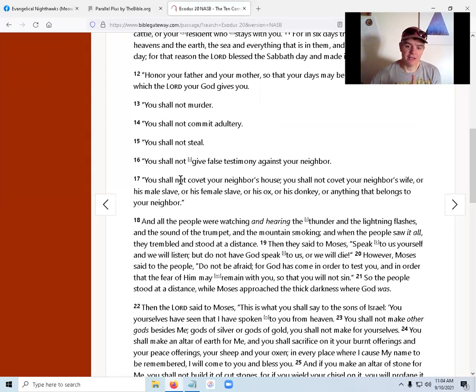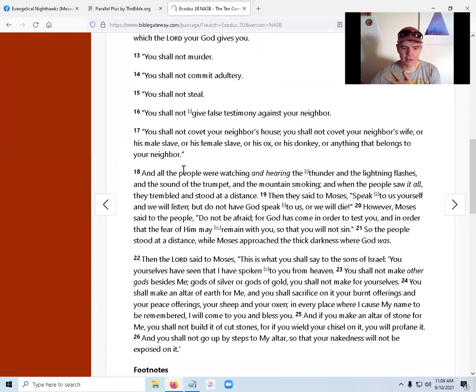Now, you can see here, you shall not steal. You shall not give false testimony against your neighbor. You shall not covet. And all the people were watching and hearing the thunder and the lightning flashes, the sound of the trumpet. Wait, is this a law? Then they said to Moses, speak to us yourself and we will listen. Wait, are they giving Moses a law? No, obviously not.